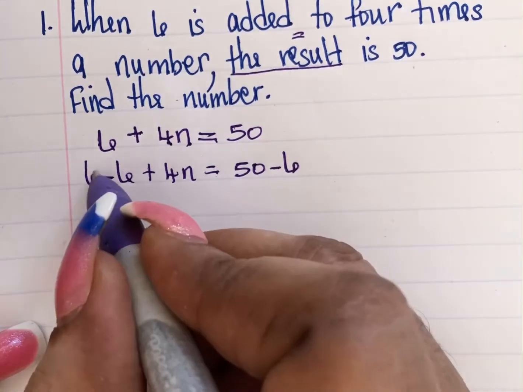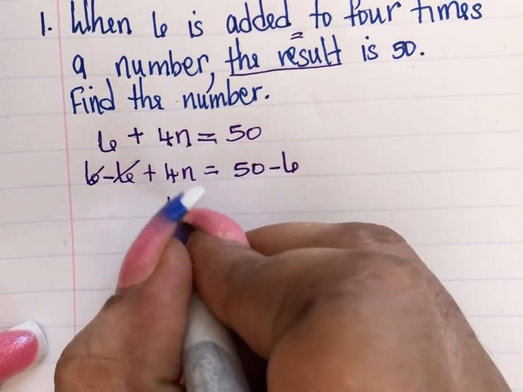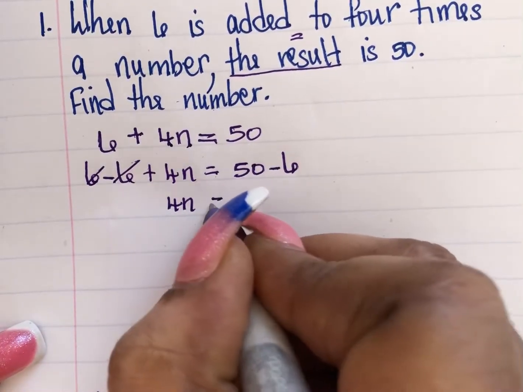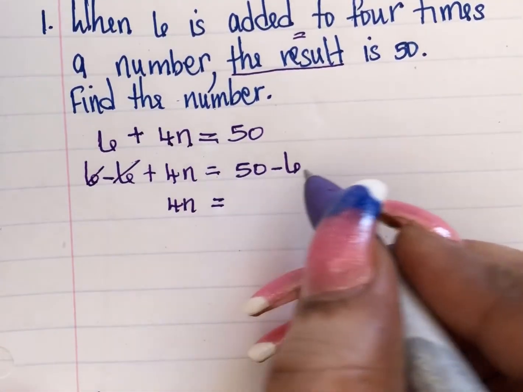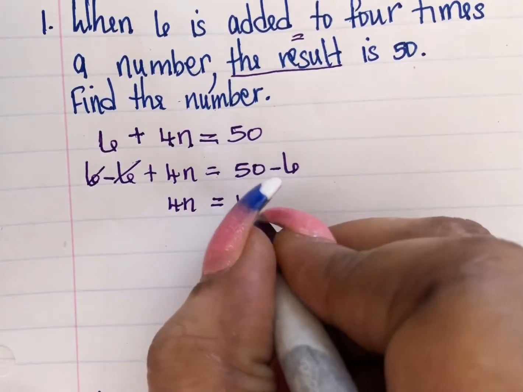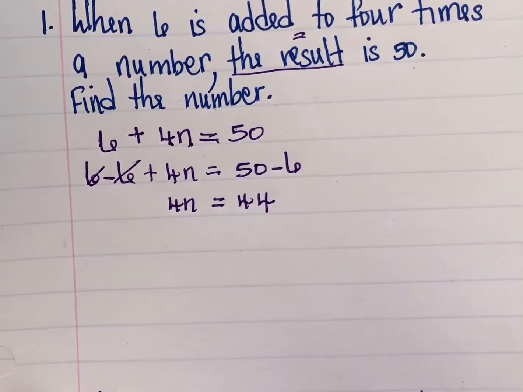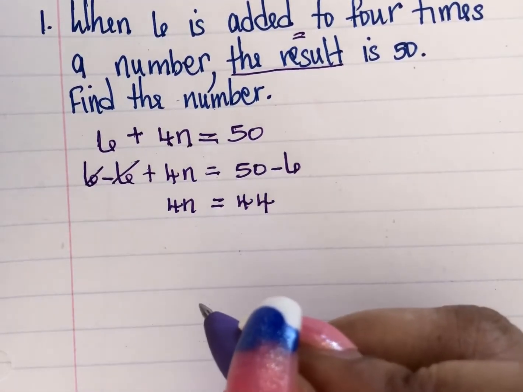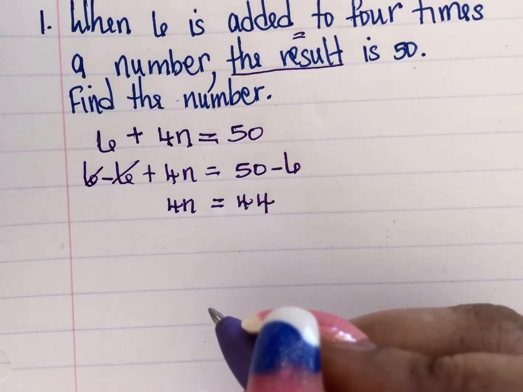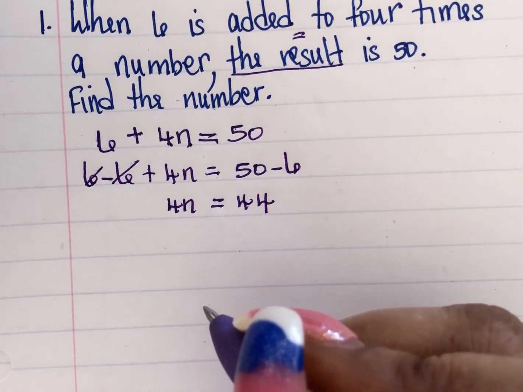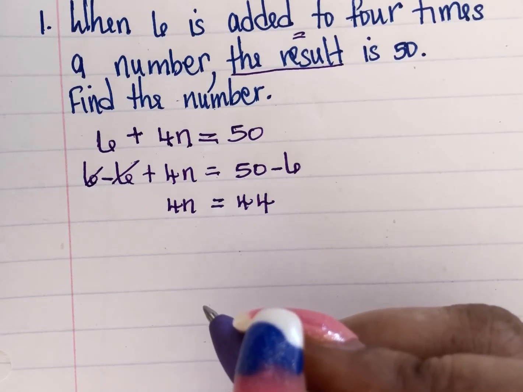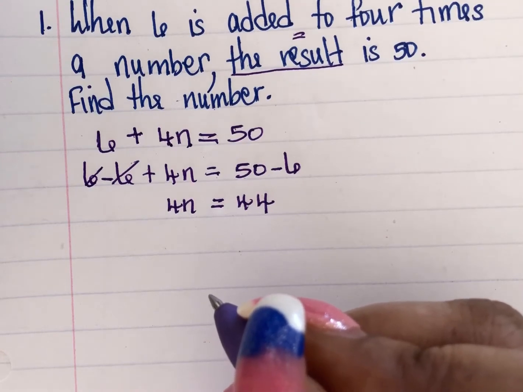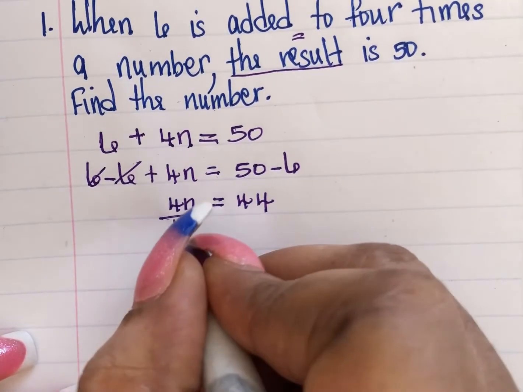So the exact same operation we perform on one side, we must perform that same operation on the other side. So 6 eliminates itself because 6 subtract 6 is 0. I have my 4n standing by itself, which I wanted. And 50 minus 6 will leave me with 44. Remember, the coefficient of n must be 1. In this case, the coefficient of n is 4. So I need to get rid of 4. What will I do to get rid of 4? I divide both sides by 4.